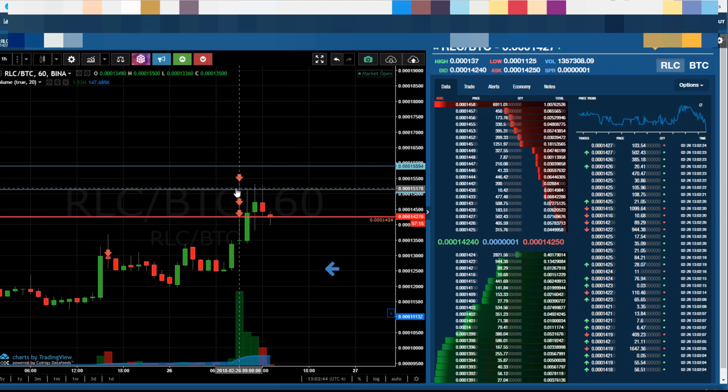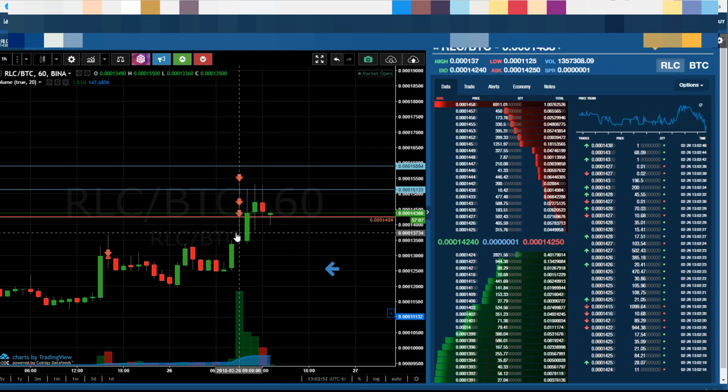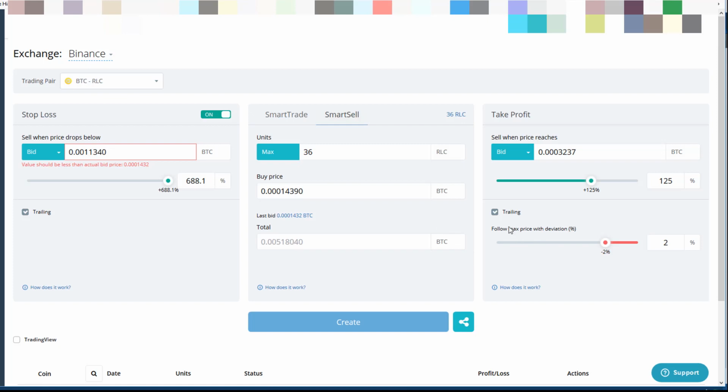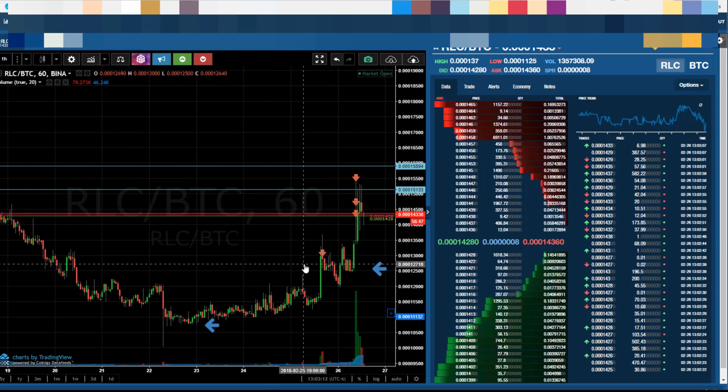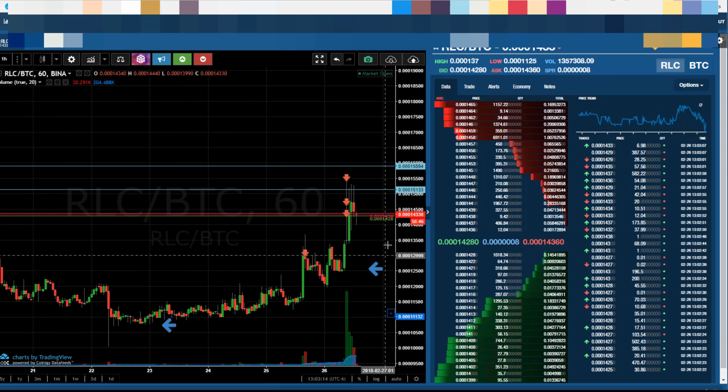Now, because we had limit sell orders on the books, okay, this is important. We had limit sell orders on the books. We got picked up on this price movement up, okay? What this tool does, though, is it doesn't put limit sell orders on the books at this price value. What it does is it watches the price, and when that price gets hit, it then puts a limit sell order on.